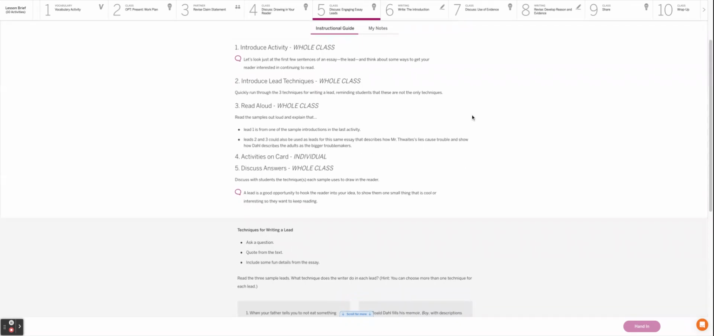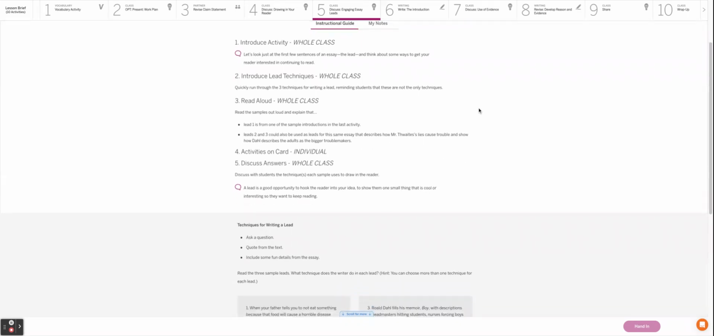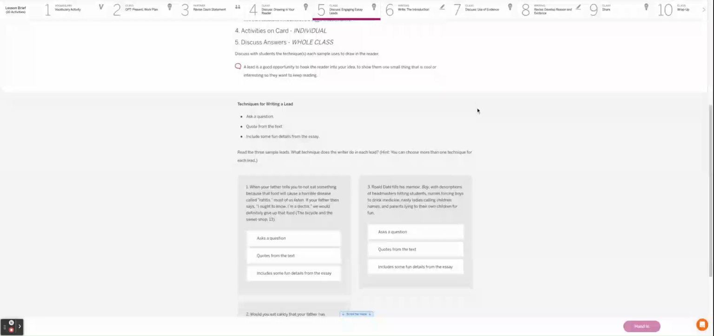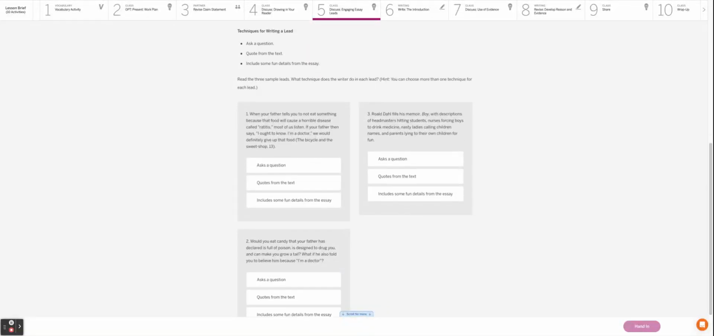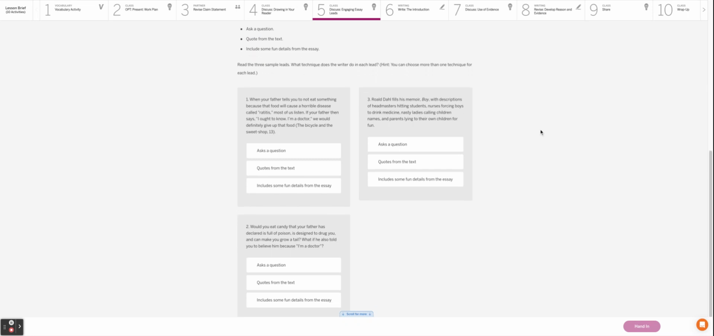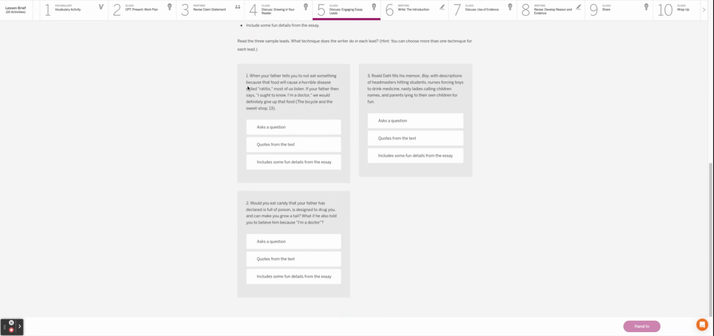Activity 5. To help you write your lead or develop it even further, you're looking for some things, maybe asking a question, a quote from the text, or some fun details like we've already been talking about. So read each one of those, 1, 2, and 3, and decide which one is which. What are they using for their lead?